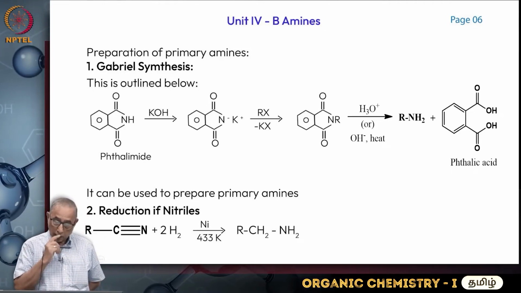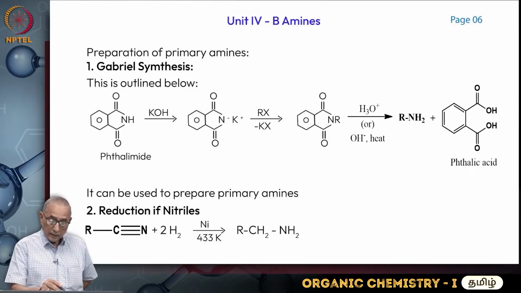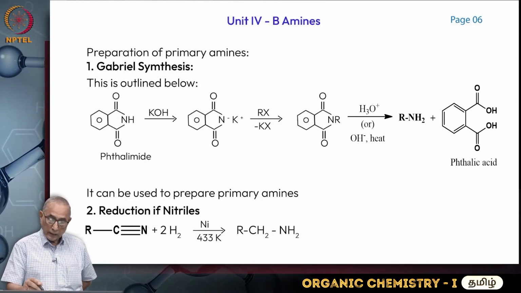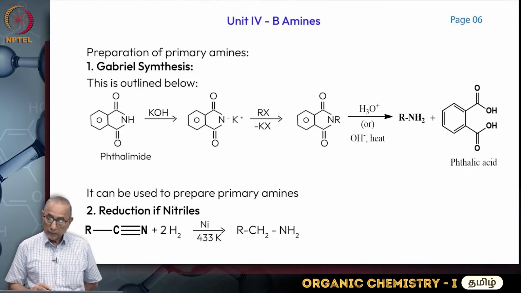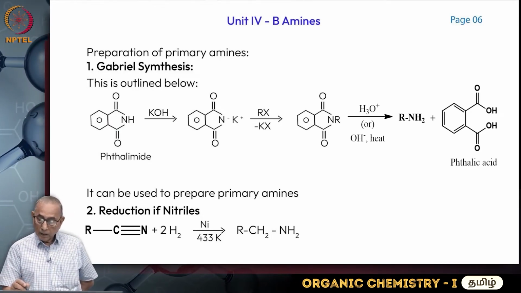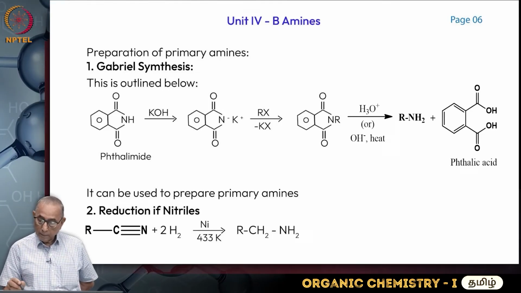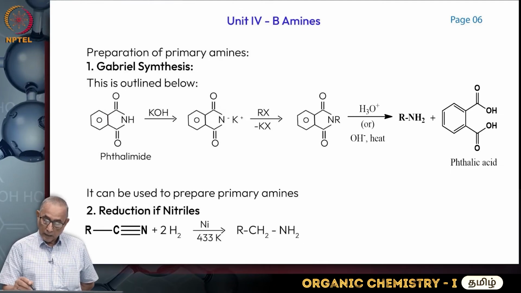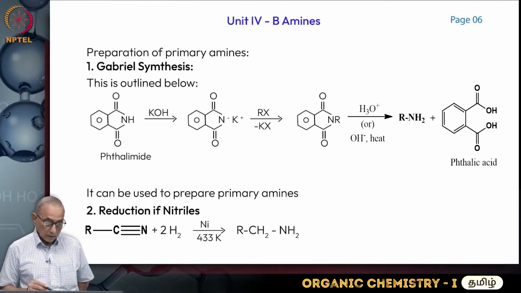If you react it with an alkyl halide, this N will attack the R, X will go as X minus, and you will get alkyl phthalimide. If you hydrolyze the alkyl phthalimide, you get RNH2 primary amine plus phthalic acid. You can use either alkaline hydrolysis or acid hydrolysis.